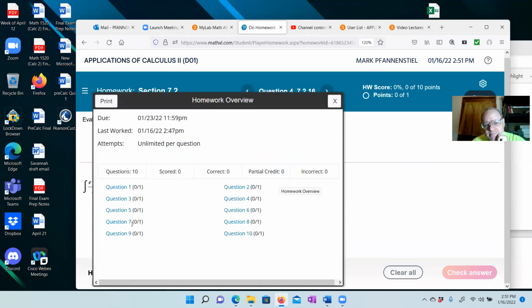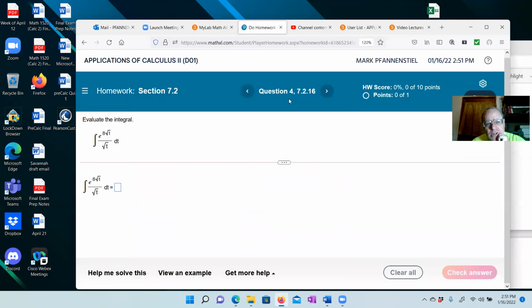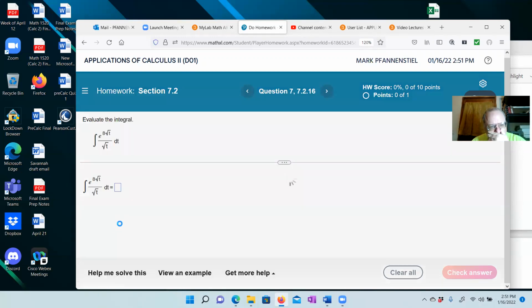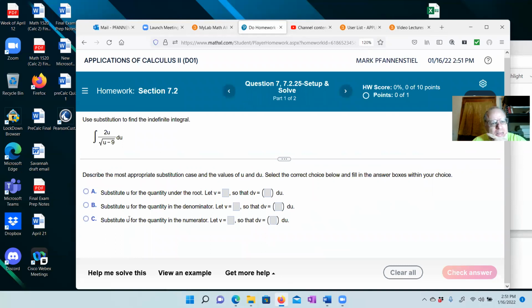Let's see which problem was this. This was question 4.7. Okay, find a substitution to find an indefinite integral.